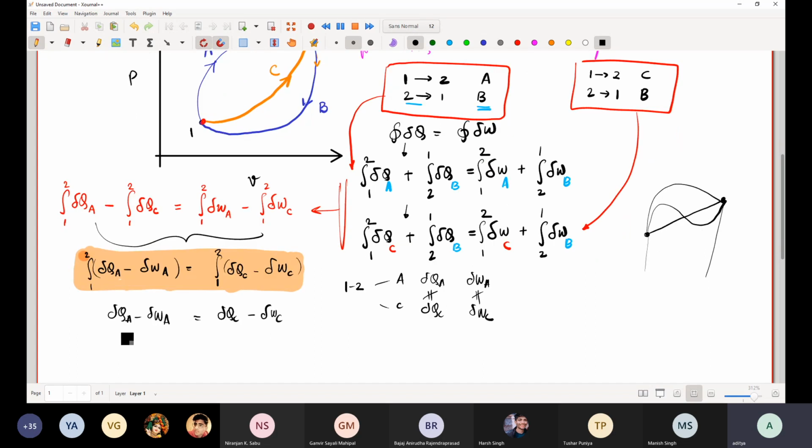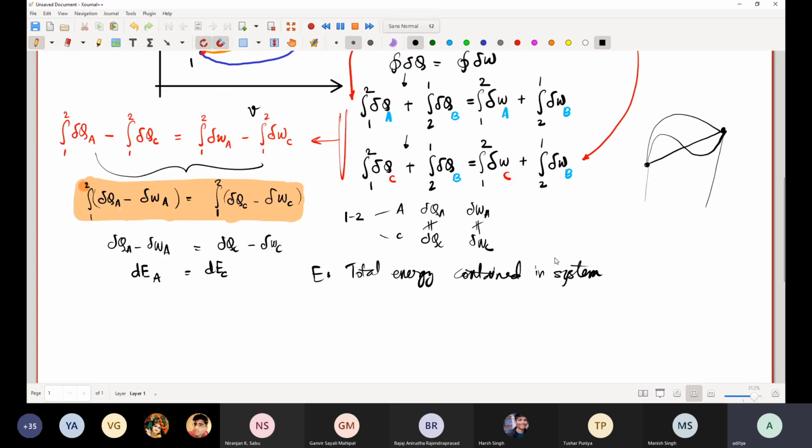Alright, so we define a parameter called the energy of the system, that is going to be dE, and we will say that dE_A equals dE_C. It is the total energy content in the system. It is not just the internal energy, we will come to that.